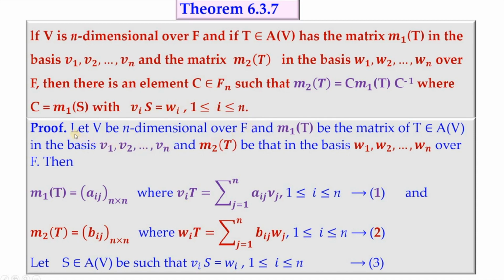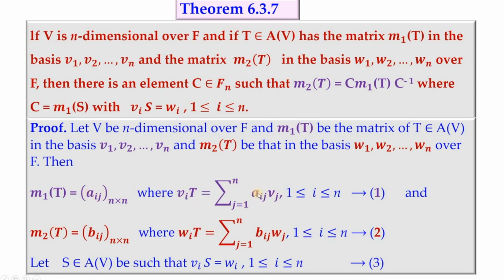So for the proof, we first consider V to be the given n-dimensional vector space and M1(T) to be this matrix with entries aij of order n cross n, because the domain and codomain are the same n-dimensional vector space. So we have the matrix to be of order n cross n, and the image of vi under T is summation j ranging from 1 to n aij vj, because these are the entries.